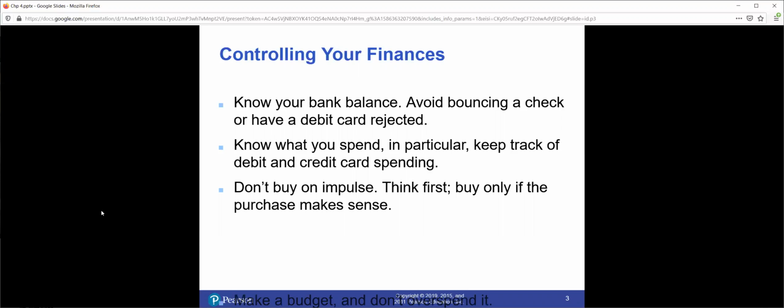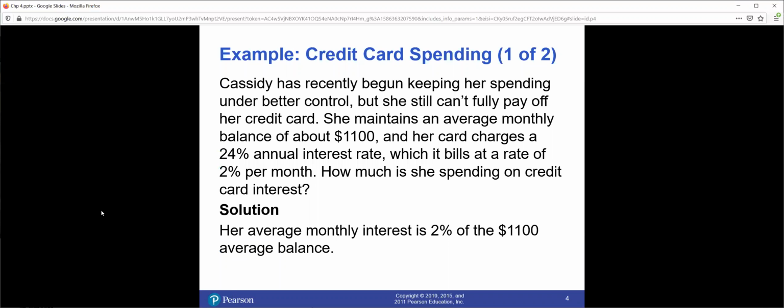Something to think about. Make a budget. By make a budget, I mean combine parts 1 and 2. Know how much you have, know how much you need to spend, and that gives you how much slush money, how much cash you have on the side to buy other things that aren't necessarily in the necessities category. Let's take an example here.